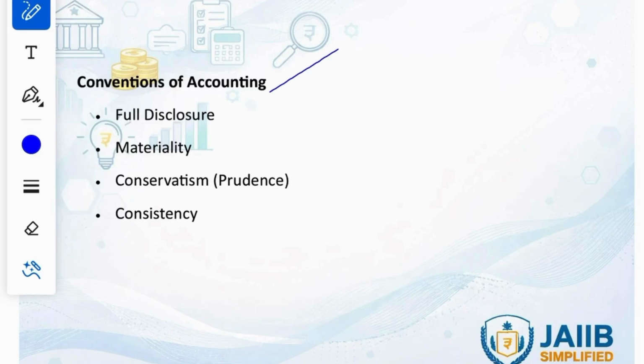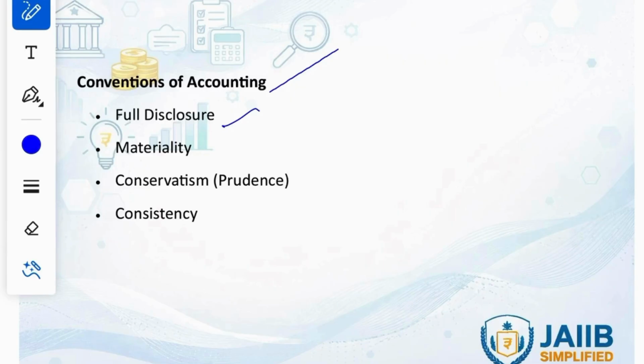This is a very important topic, conventions of accounting. Under this full disclosure concept, what it tells us is all material information relevant to stakeholders should be presented in financial statement. Whatever happened in the company should be clearly disclosed. This includes notes, contingencies, and accounting policies. Transparency builds trust and ensures users can make informed judgment.